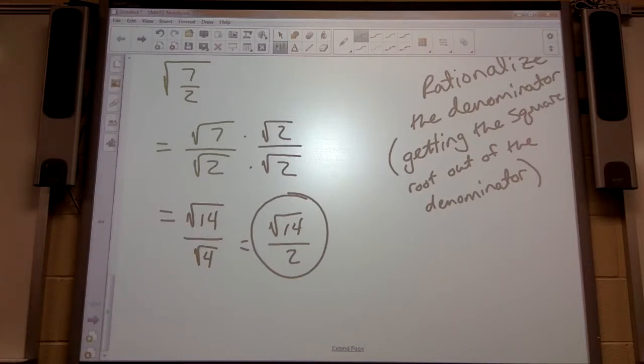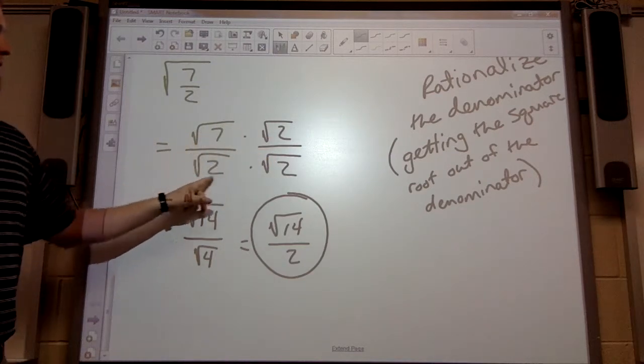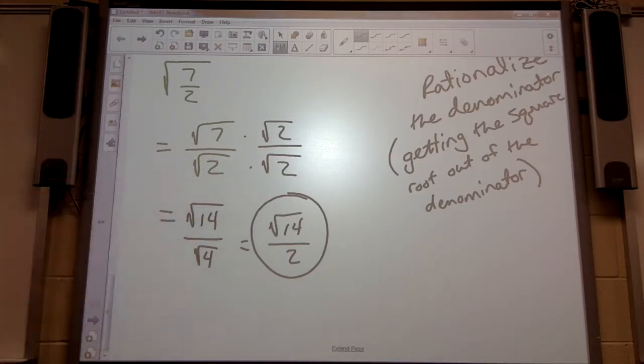Okay, so to rationalize the denominator, you need to multiply the top and the bottom by what you have in the denominator. Okay, rationalizing the denominator.